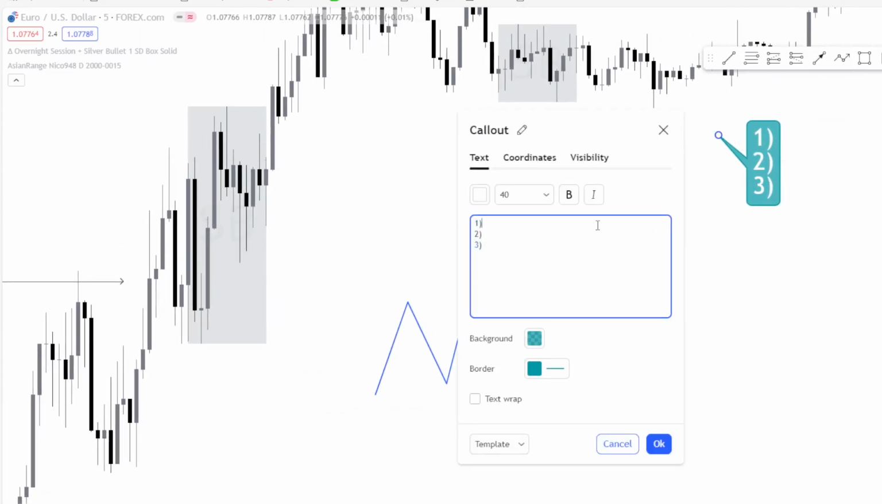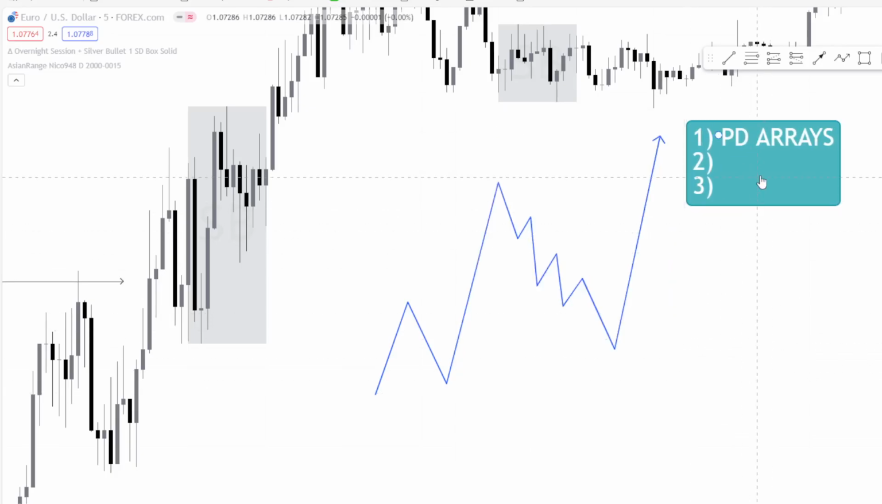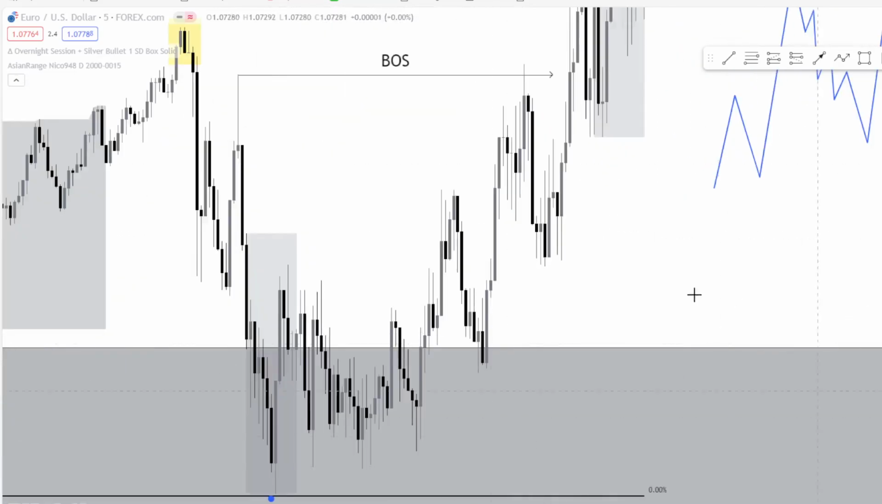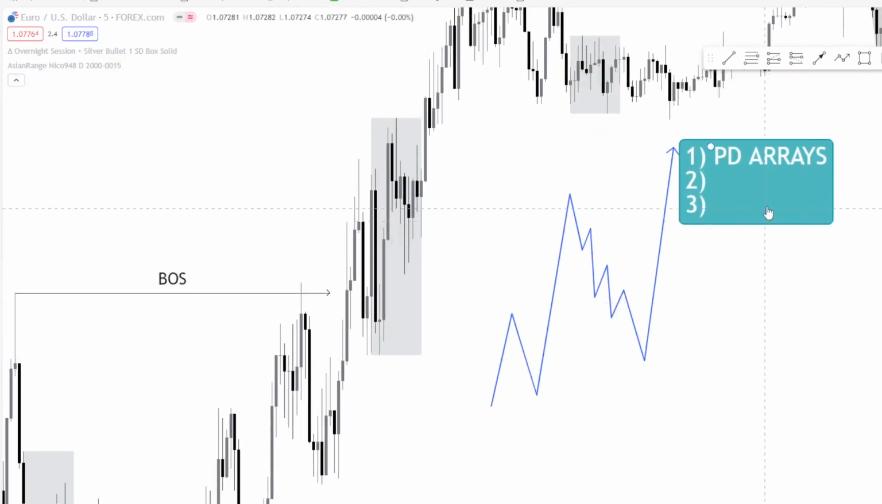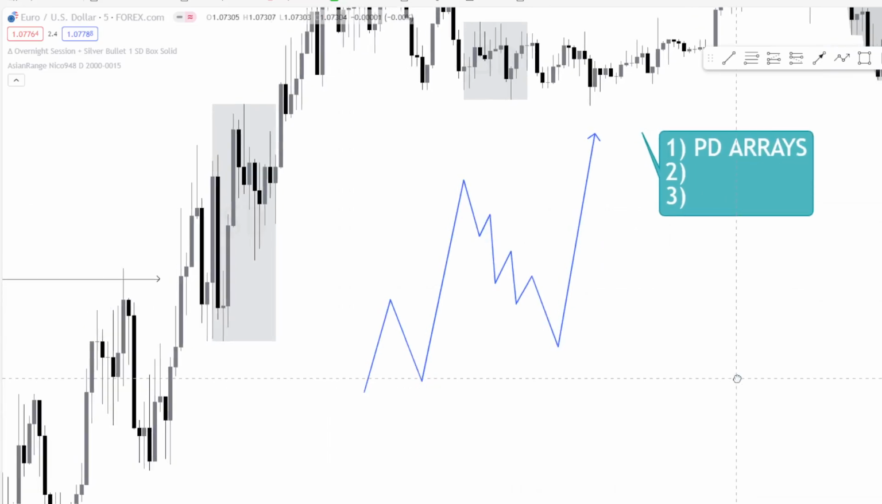Now, what are they? The first rule is we must have correct PD arrays, right? So we understand that we're in a daily discount, right? We're tapping off a daily demand zone down here, right? So of course our first rule has been ticked because we're in a daily discount. So we should be looking for buys anyway.